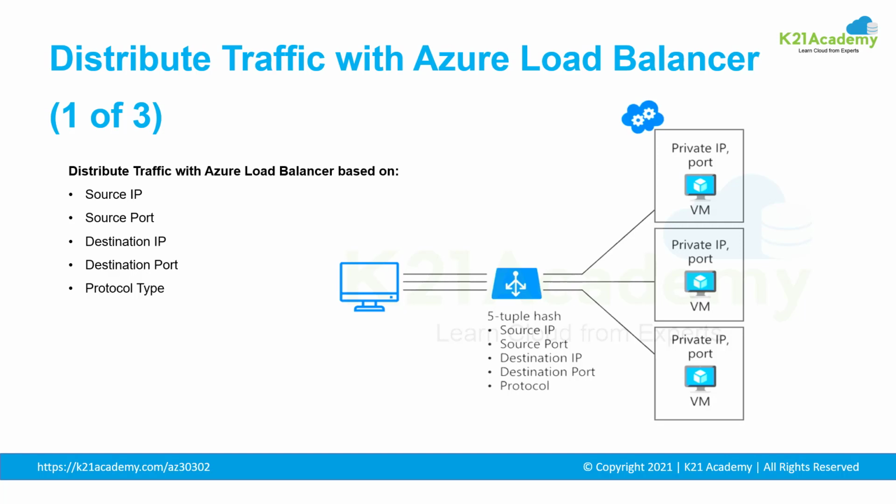The picture shows how the traffic is load balanced between the backend VMs. It goes with the 5-tuple hash, and the 5 elements are source IP, source port, destination IP, destination port, and protocol. It supports both inbound and outbound scenarios and provides low latency, high throughput, and scales up to millions of flows for all TCP and UDP applications. These are not physical instances. These are virtual instances. These are virtual load balancers.